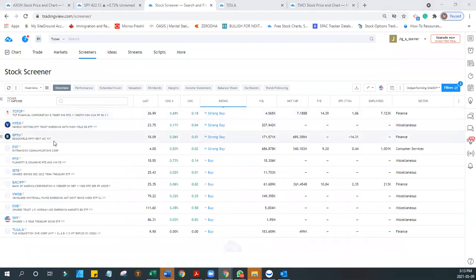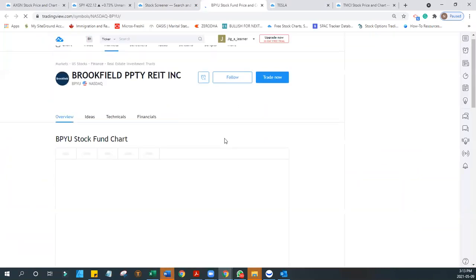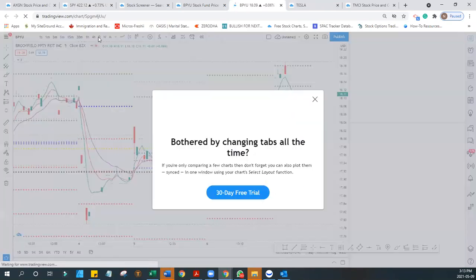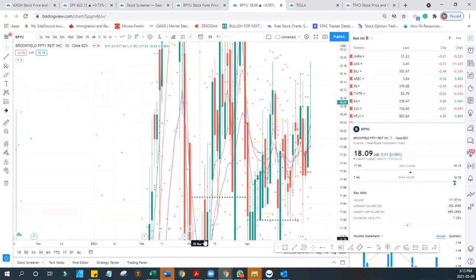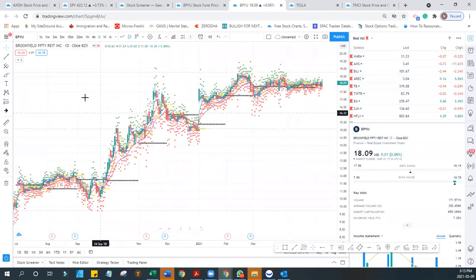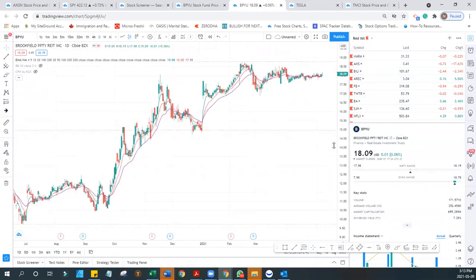Okay. So now let's see. I don't want the ETF. So BPYU, let's see what it says. Okay, and I don't know what it does. Nothing. Okay, this is on the daily time frame. I'm going to do this one.